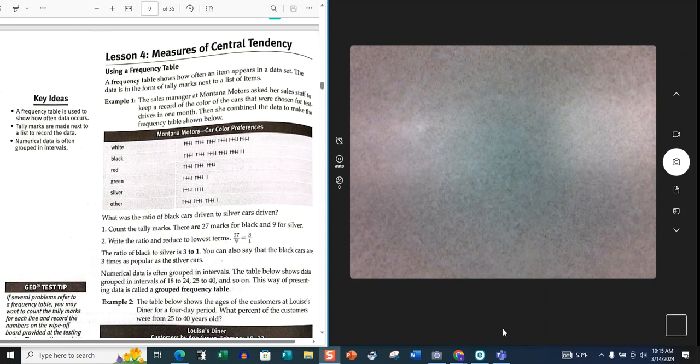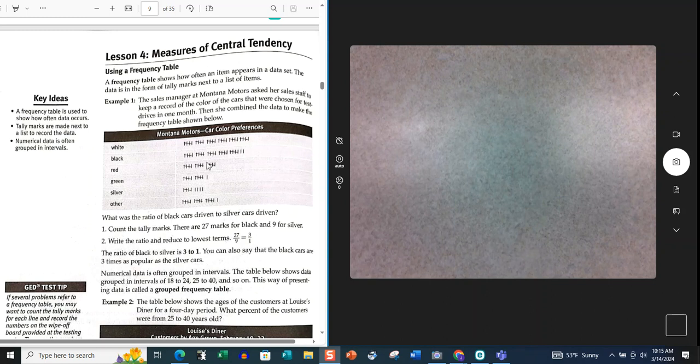The sales manager at Montana Motors asked her sales staff to keep a record of the color of the cars that were chosen for test drives in 1 month. Then she combined the data to make the frequency table shown below. If you see this frequency table, you see that the white cars were driven more than the other cars. It says here, what was the ratio of black cars driven to silver cars driven?